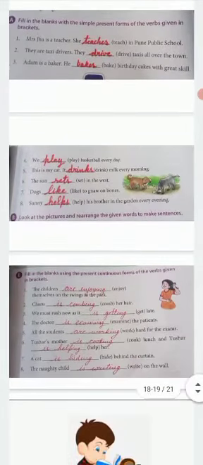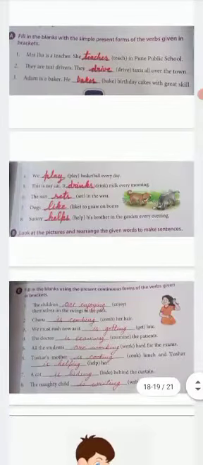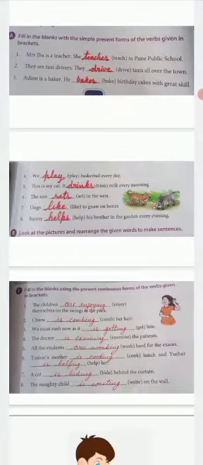Now students, open your English grammar book. Open page number 50. Here is the exercise related to simple present tense. Now we will do this exercise. Let us start it. Mrs. Jha is a teacher. She dash in a Pune public school. Her option is teach, and we will see the subject she. She is a singular subject, so here we use teaches.